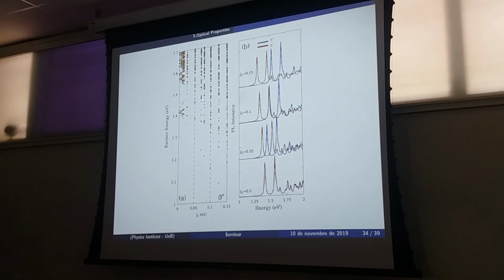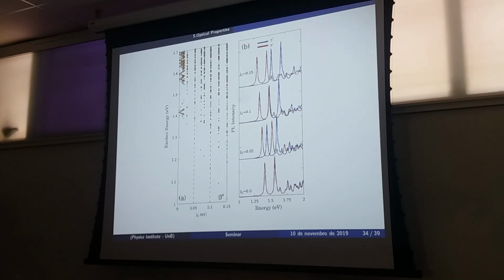So now I have the same idea. Here I have the exciton with zero momentum, and I'm changing the exchange field, and you see some splitting of this. So I have two degenerate exciton states, one in the K valley, the other in the K prime valley, and here you see the change in the energy.